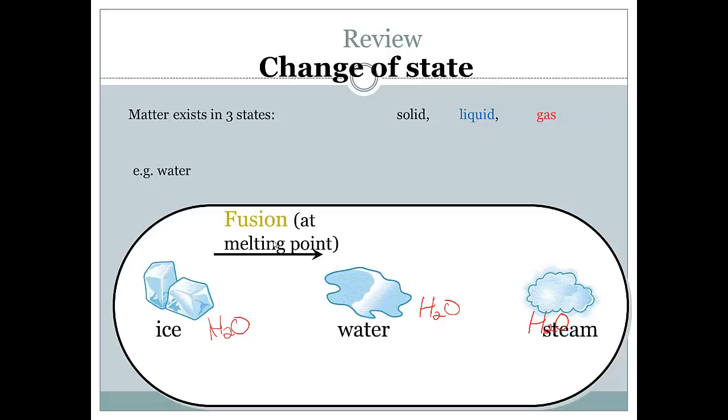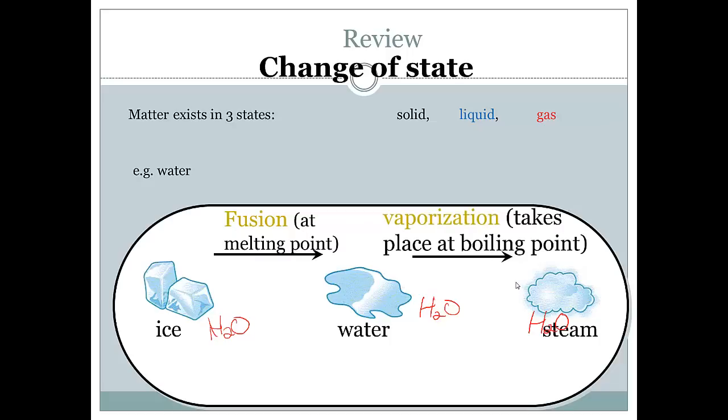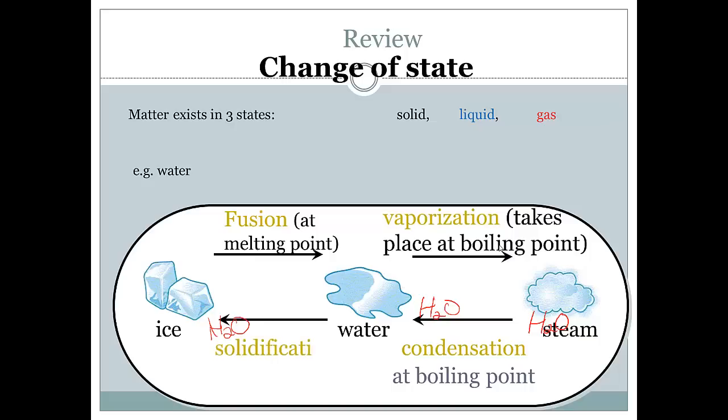So if we change from one to another, what are we doing? This is called fusion, more commonly melting. Happens at the melting point. Vaporization, liquid to a gas, happens at the boiling point. We also know it as evaporation or boiling. Go backwards. Condensation happens also at the boiling point. Water to ice. Solidification, commonly known as freezing.